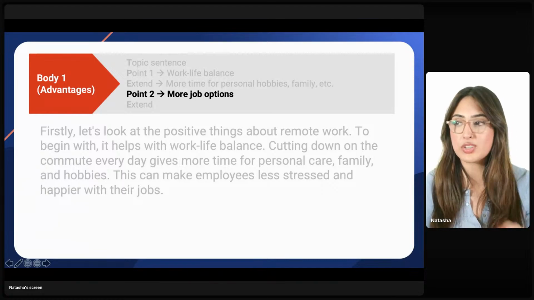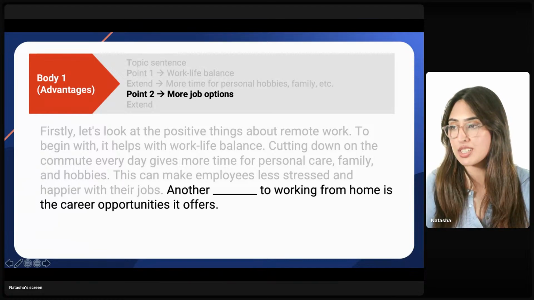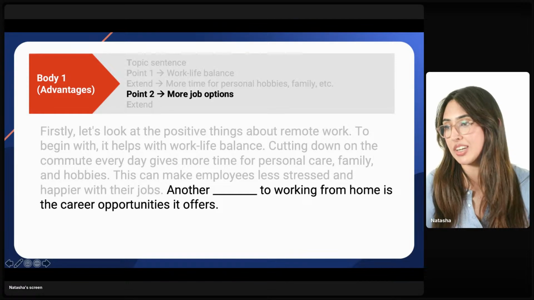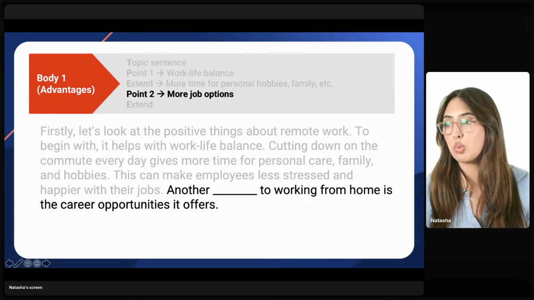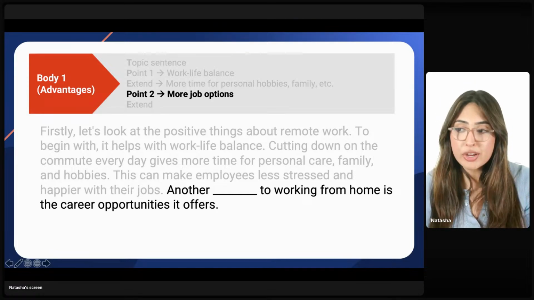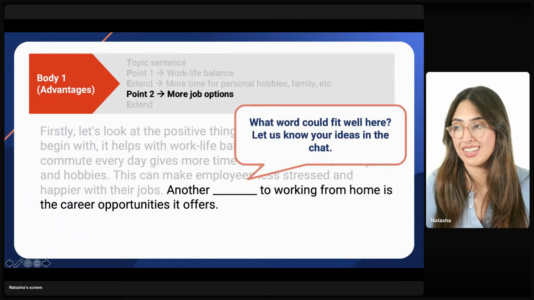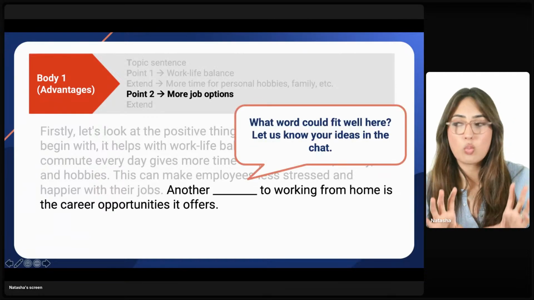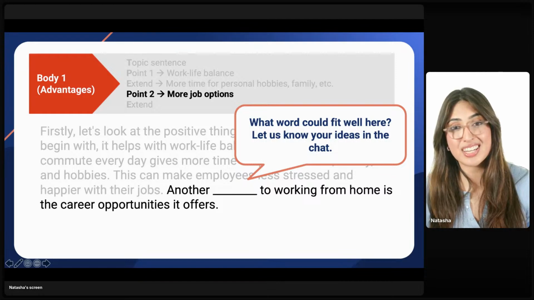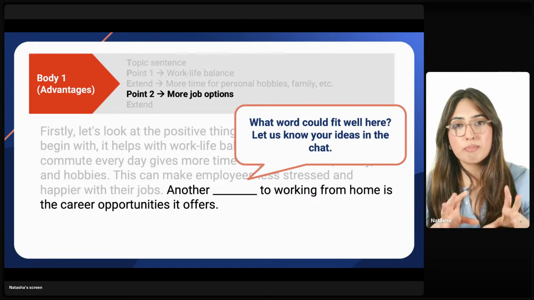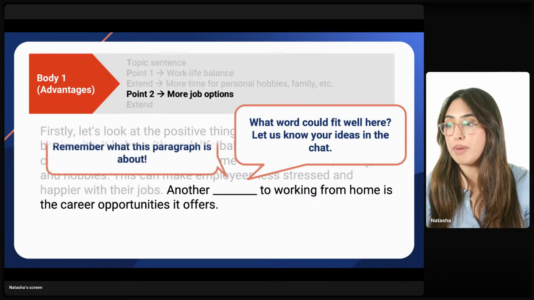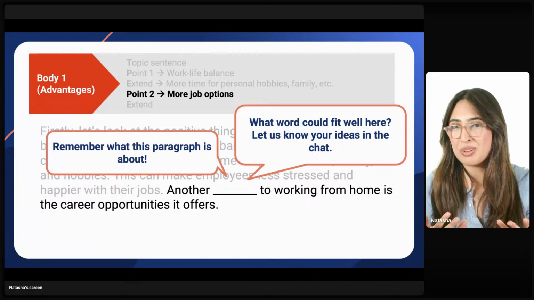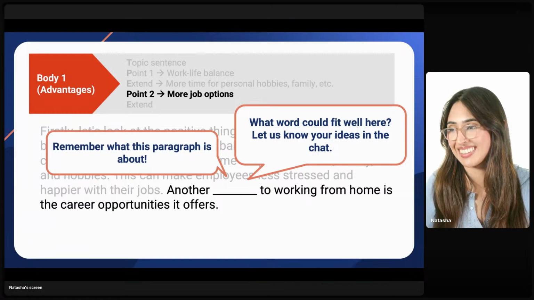Moving on to point 2 about more job options. Let's fill in this blank here. Another blank to working from home is the career opportunities it offers. What word would fit well here? Let us know your ideas in the chat now. Remember what the paragraph is about when helping you to figure out what that blank is there.